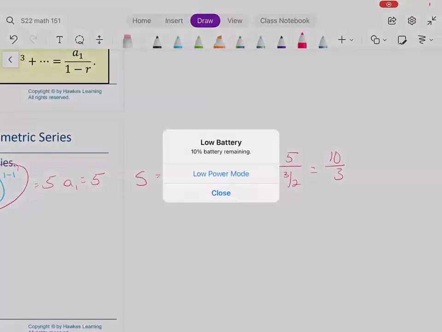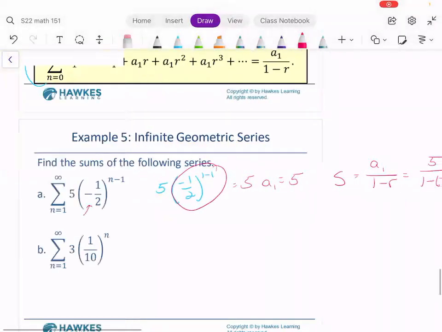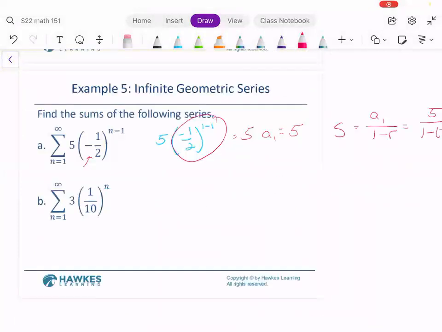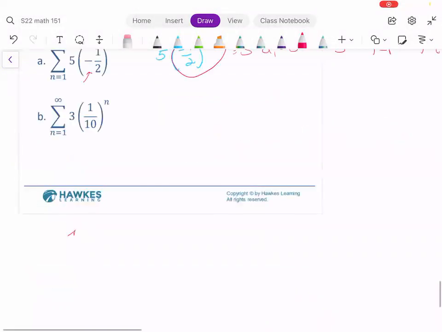Let's look at the second example here. Note how this series is actually written. The formula S equals a sub 1 over 1 minus r applies directly to two forms of the summation. So in other words, we can use this summation from n equals 1 to infinity of a sub 1 times r to the n minus 1, or we can use it in terms of from n equals 0 to infinity of a sub 1 times r to the n. In this case, the form doesn't match quite either one of these.